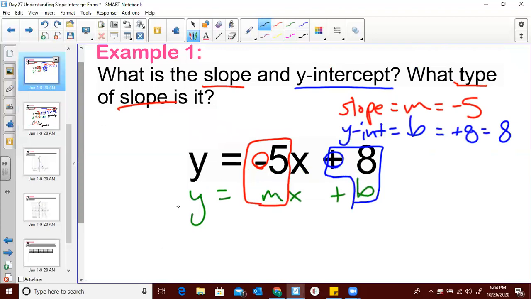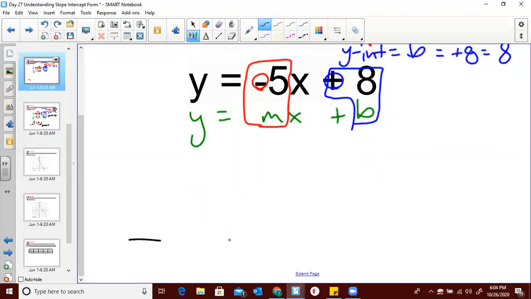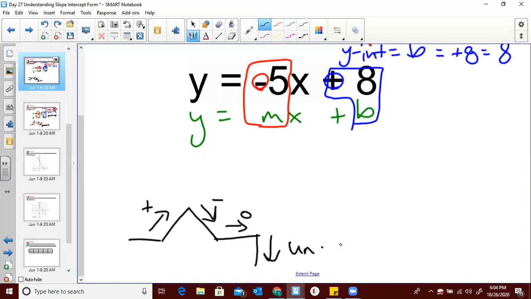And since I missed the earlier one, remember again, just to do Slope Dude, if we're going uphill, it's positive. If we're going downhill, it's negative. If we're going horizontal, it's 0. And if we're going down, it's undefined.